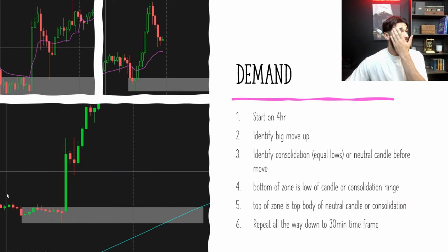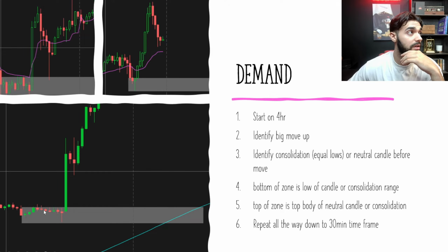Now for demand, it's basically the same thing backwards, right? 4 hour, that's where we start. Identify the big move up, right here, 1, 2, 3 candles. Identify consolidation, equal lows or a neutral candle, right? One neutral candle or consolidation before the move. Bottom of the zone, this is swapped, right? The bottom of the zone for demand will be the bottom wick. The top of the zone will be the bottom body of the consolidation or the neutral candle. Again, repeat this all the way down to the 30-minute time frame.